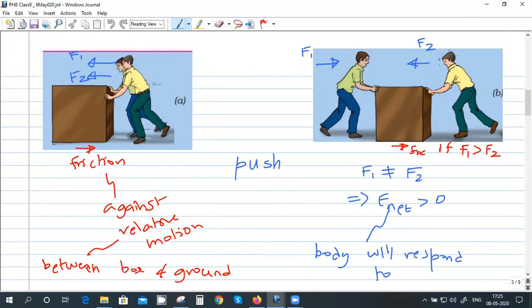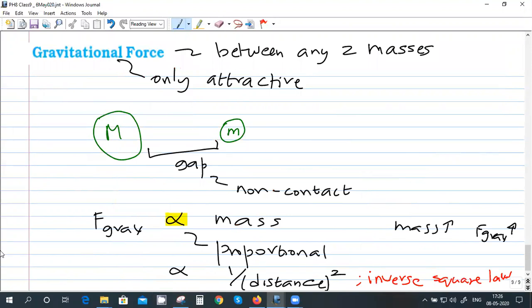Take this length as L and this breadth as B. The total force is acting on the area L into B. So that force divided by the area, L into B, will give you the force acting on unit area. The force acting on unit area is called pressure. All right.